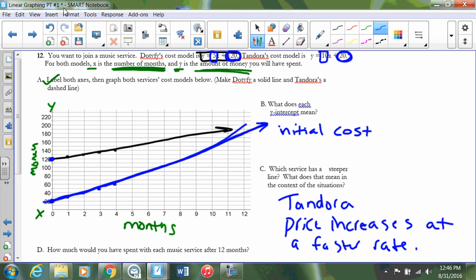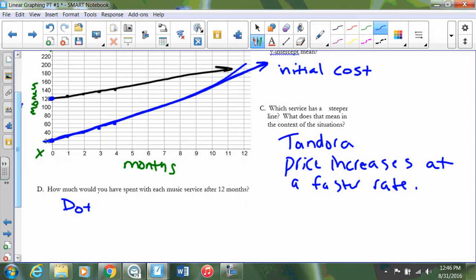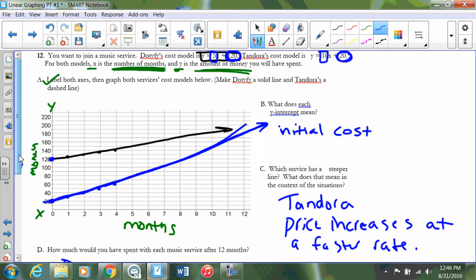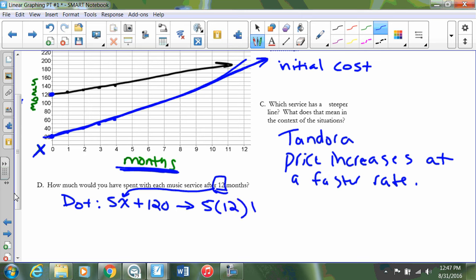Okay, how much would you have to spend? How much would you have spent with each music service after 12 months? Basically, all we're going to do is write Dotafy's equation. The equation is 5x plus 120. And since months are the x, the x-axis represents all those numbers. When they're saying 12 months, that means we're going to take the 12 and plug it into x. And that will give us 5 times 12 plus 120. So that's going to be 60 plus 120, which is 180.